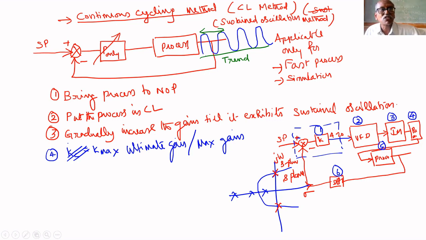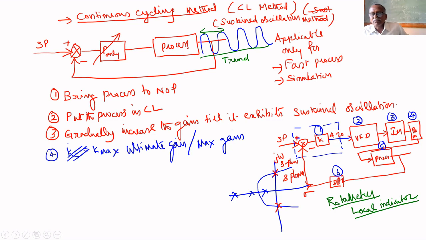If it is not possible, then we have to measure the period of oscillation by some other means. For that, in the flow tube, a rotameter is connected. What is the purpose of the rotameter? It is a local indicator.